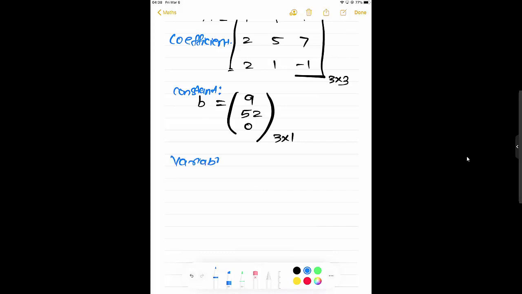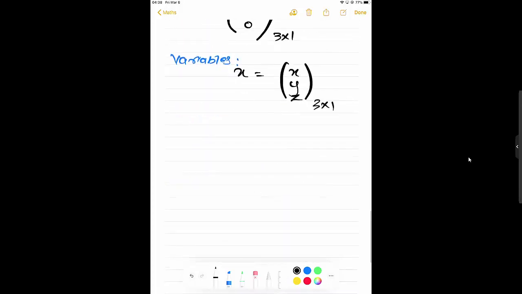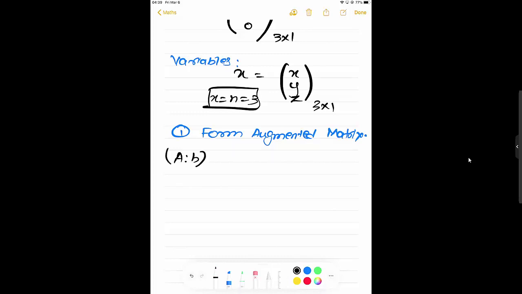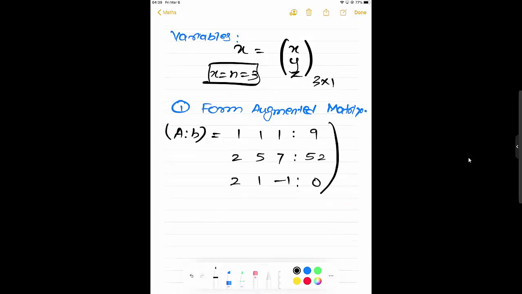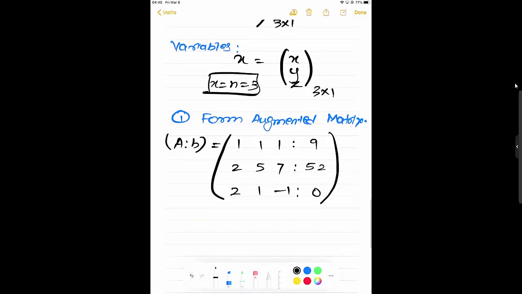Then variables. Here the variable X is nothing but x, y, z, that is 3 cross 1. We have to find these three unknown values. Here n equal to 3, totally 3 variables, 3 unknowns. Now the first step, form the augmented matrix A colon B. It can be written like this, which is equal to this matrix, you have to write it down. So using the above two values we formed the augmented matrix.